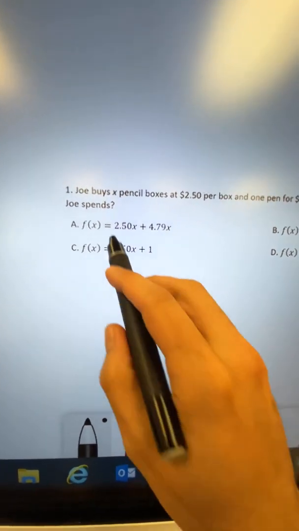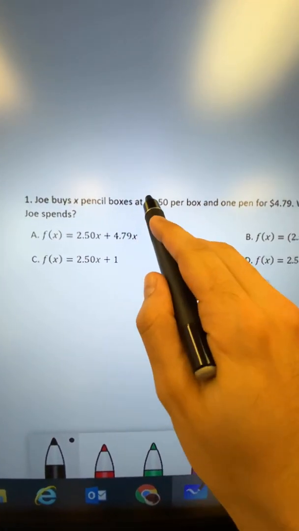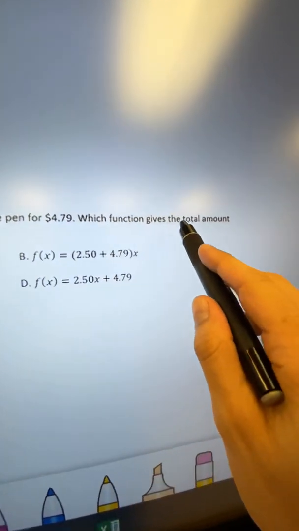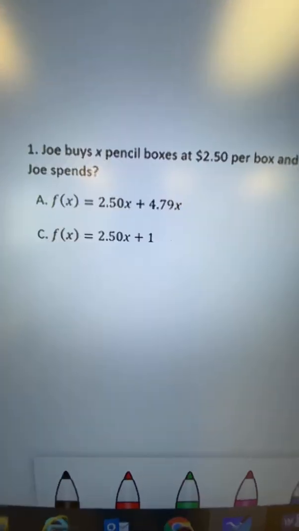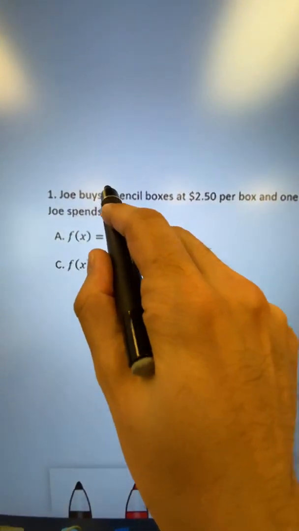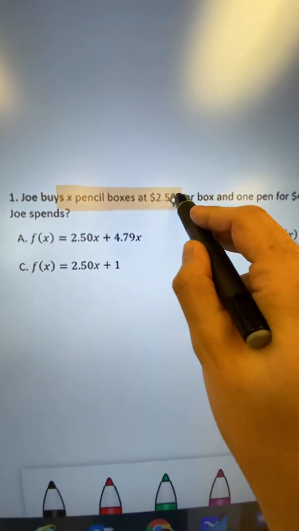In this example, you can see that we have Joe buys x pencil boxes at $2.50 per box, 1 pen for $4.79. Which function gives the total amount Joe spends? So I'm just going to highlight a couple things. It says he buys x pencil boxes at $2.50 per box.